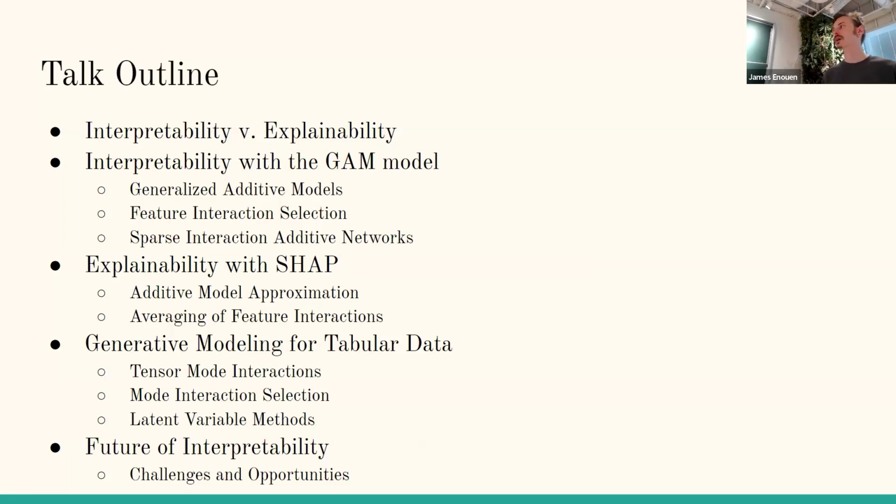The first one will be sparse interaction additive networks, which is training neural networks under this GAM framework and under this feature interaction framework. Then we'll look at applications with Shapley values or SHAP explanations, generative modeling with tensor decompositions, and then we'll have a brief wrap up with future directions for interpretability and feature interactions.